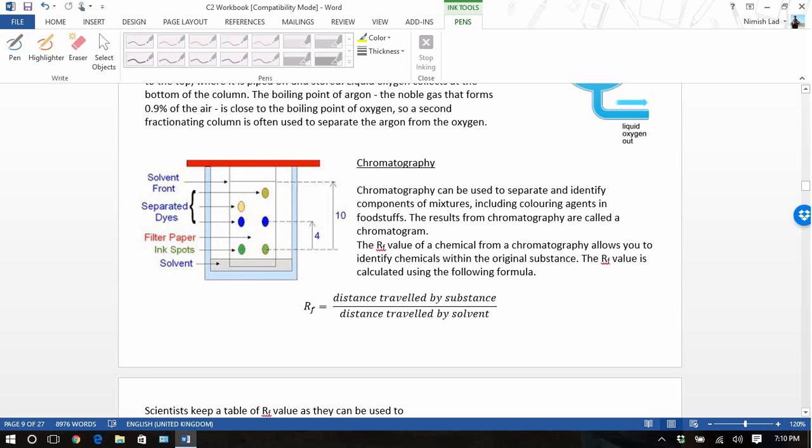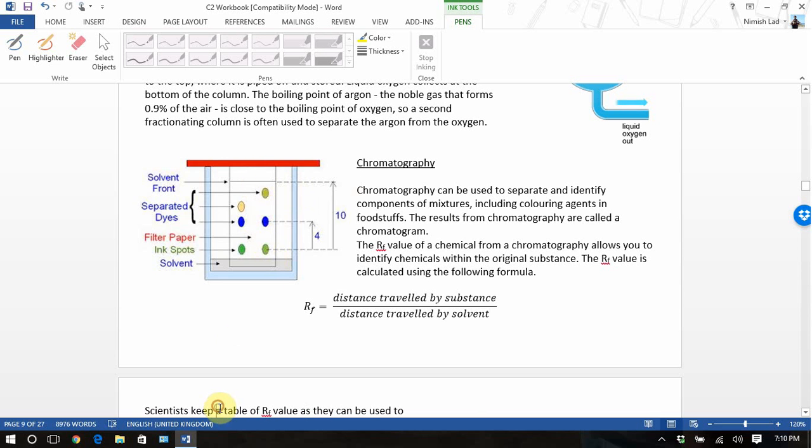The RF value, the chemical form of chromatography, allows you to identify chemicals within the substance. So essentially, what the RF value allows you to do is identify chemicals within the original substance. The RF value is calculated using the following formula: distance travelled by the substance divided by distance travelled by the solvent. So that would be the distance by the substance, and that would be the distance by the solvent. And you divide one by the other, that gives you the RF value.